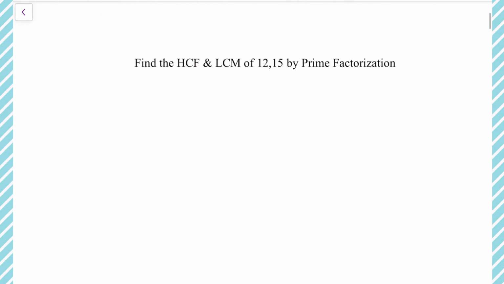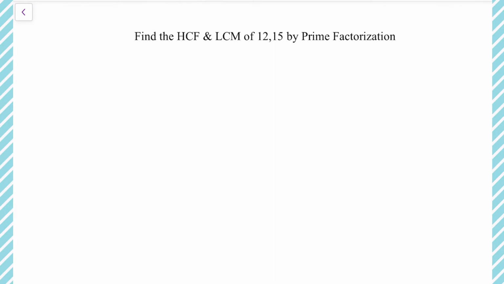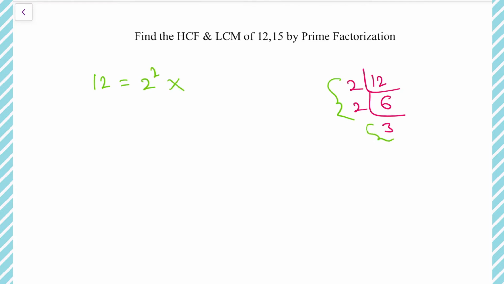Next question. Find the HCF and LCM of 12, 15 by prime factorization. So first we need to write all the prime factors. For number 12, 2 6s are, 2 3s are. So the number 12 equals, here 2 is there 2 times, right? So 2 power 2 into, here 3 is there only 1 time, it can be written as 3 power 1.